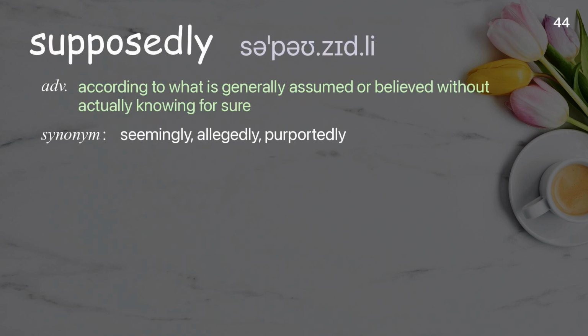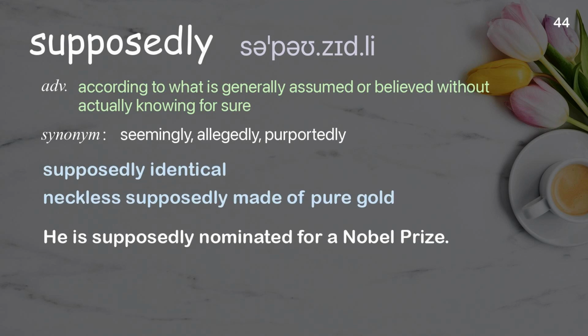Supposedly. According to what is generally assumed or believed without actually knowing for sure. Examples: Supposedly identical. Necklace supposedly made of pure gold. He is supposedly nominated for a Nobel Prize.